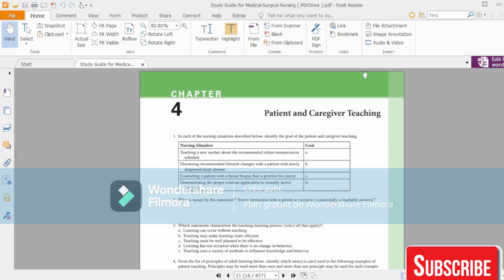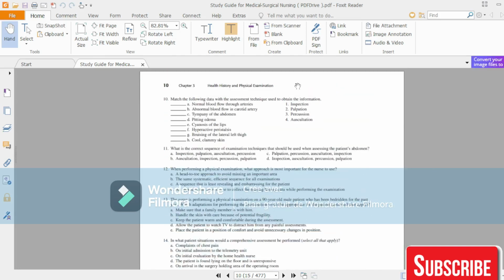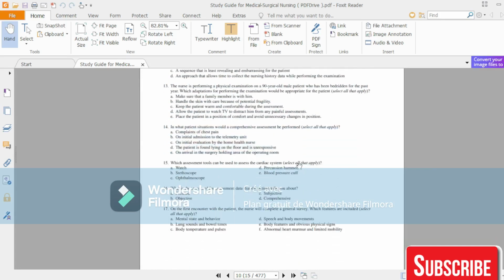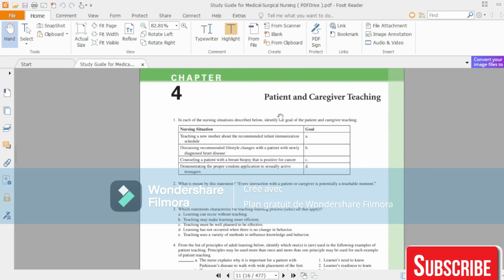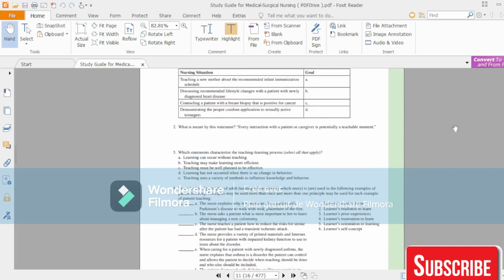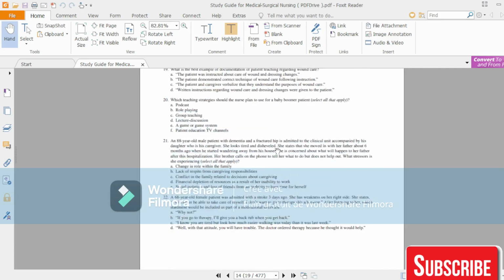So this is it for the third chapter, which is the health history and physical examination. For chapter number 4, which is patient and caregiver teaching, we also have the same questions. We also have to select all that apply. So if we move to other chapters, this is it for the fourth one.